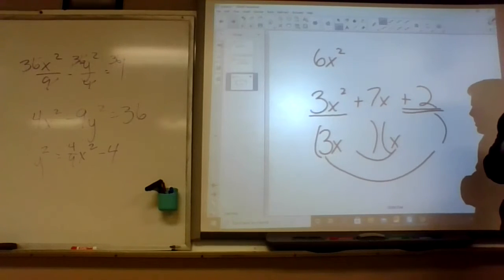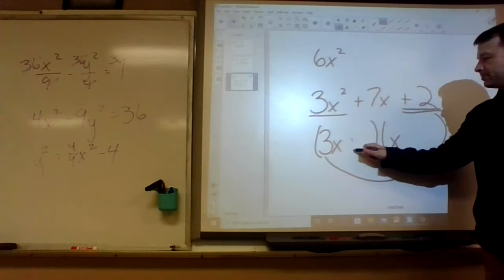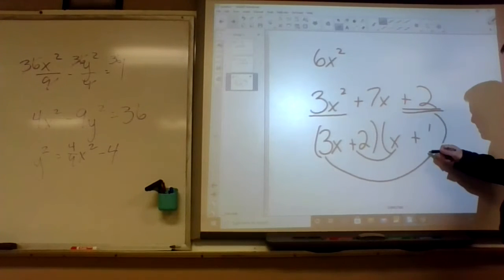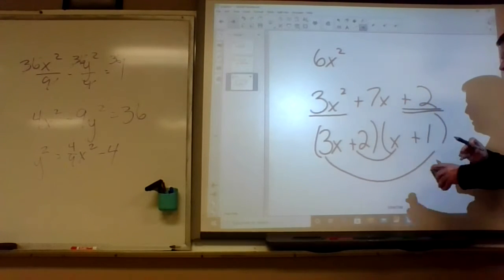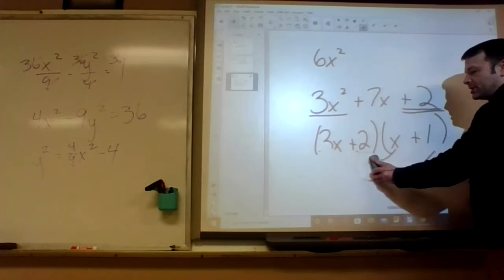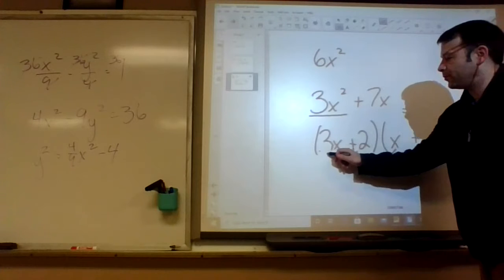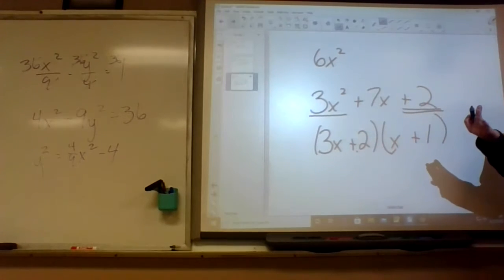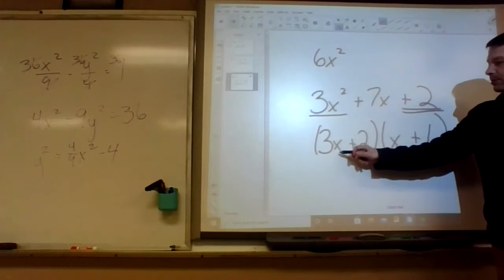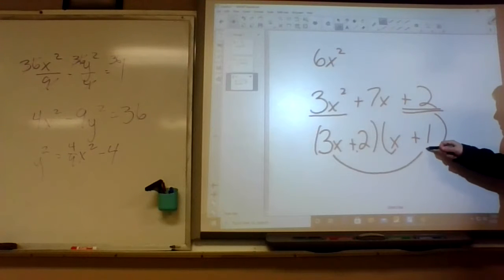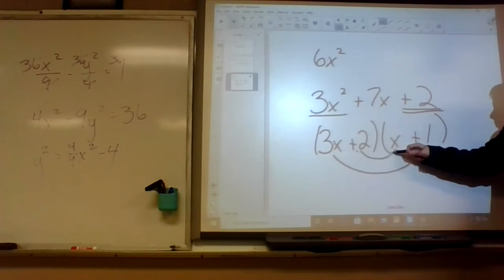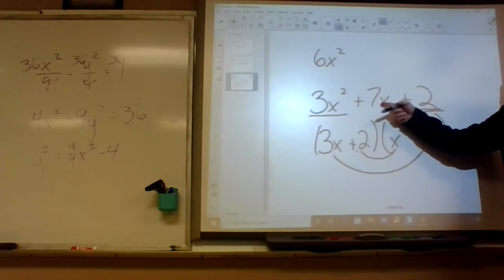Let me guess wrong first. Let me guess plus 2 and plus 1. That's wrong. How does the order matter? Here's how I know it's wrong. Basically you kind of got to FOIL to check it. I don't know if you guys remember, but when you do the outside and inside of the FOIL, that gives you the middle term. You guys remember that?